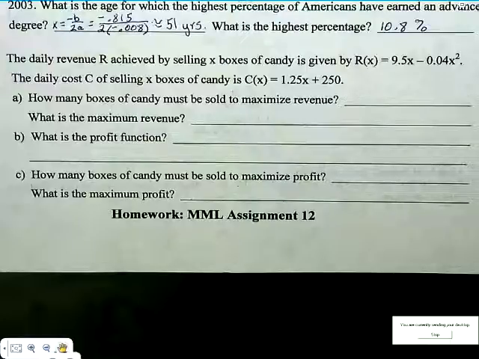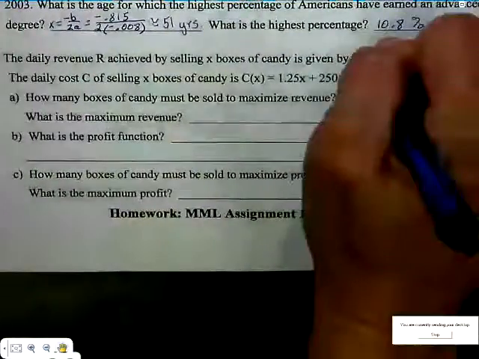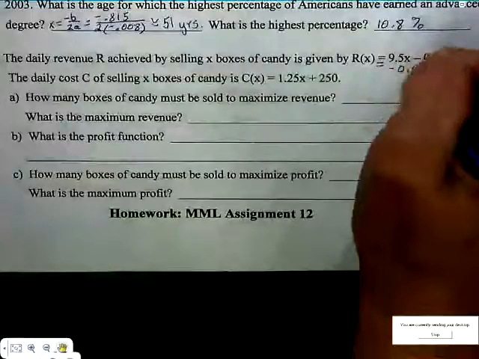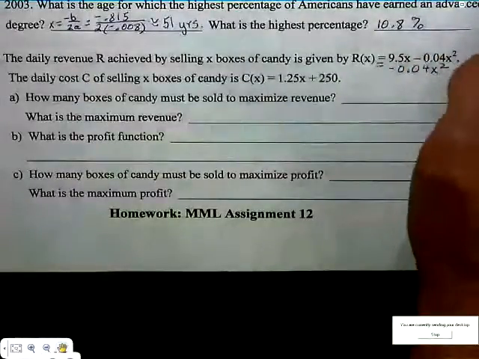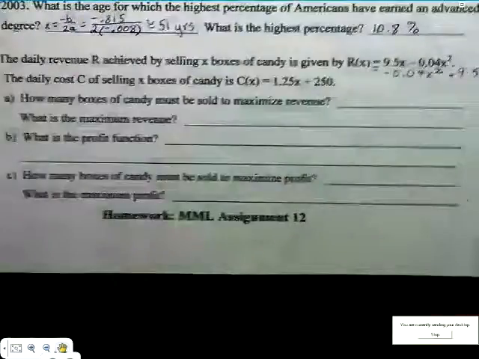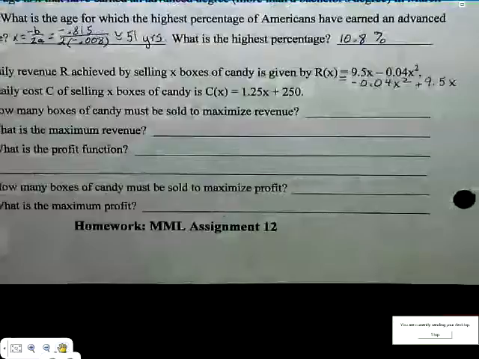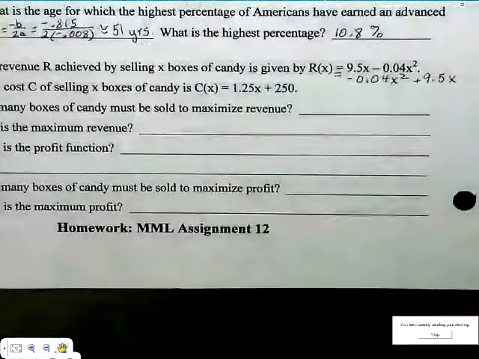The A part says how many boxes of candy must be sold in order to maximize the revenue. Well, what kind of equation is the revenue equation? It's a quadratic equation, which means that if we graphed it, what would its shape be? A parabola, and more specifically, you might need to rewrite that revenue function if it bothers you that it's in descending or ascending order. Make sure that you realize that that's negative 0.04 x squared plus 9.5 x. So more specifically, you know what about that parabola? It's concave down.